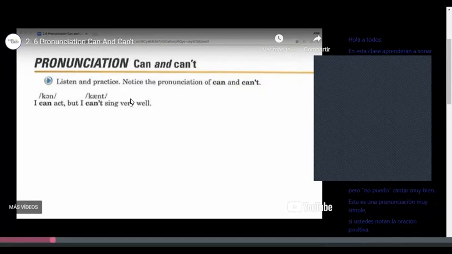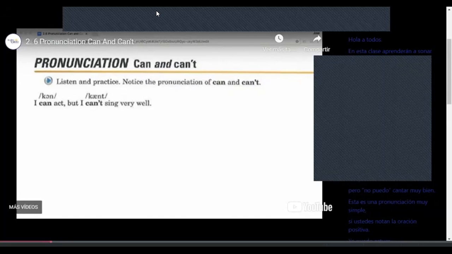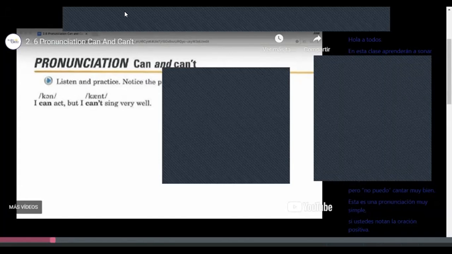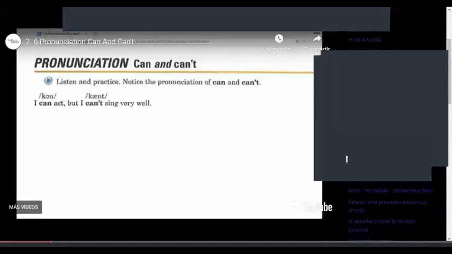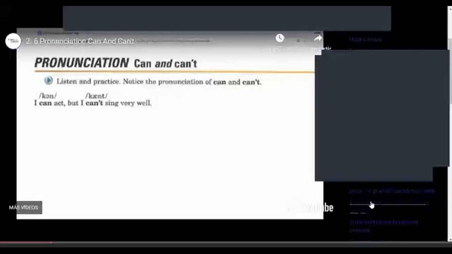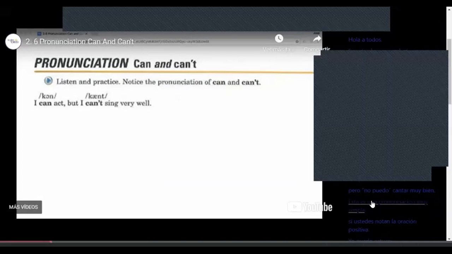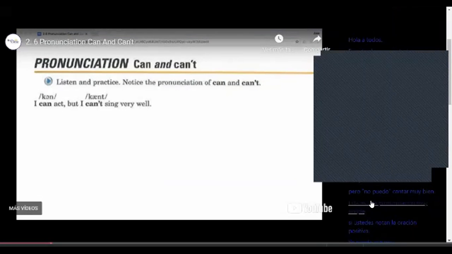Volunteers? For example, I can ride, para motocicleta se dice ride. I can ride a motorcycle. I can ride a motorcycle, but I can't drive a trailer. No, that's impossible. Do you understand? Yeah. In my case.